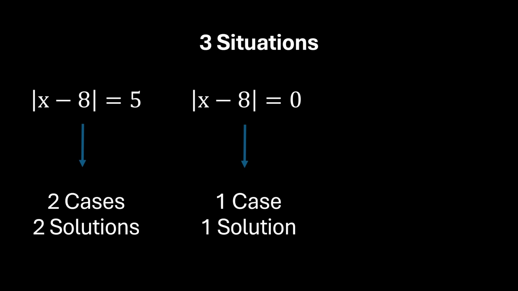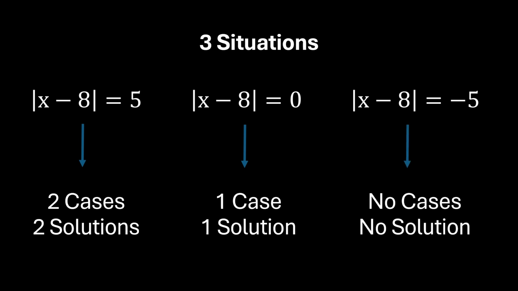And my last situation is going to be absolute value of x minus 8 is equal to -5. That's saying what number is -5 spaces away from 0. Well, distance can never be negative, so in this scenario, we'd have no cases with no solution.